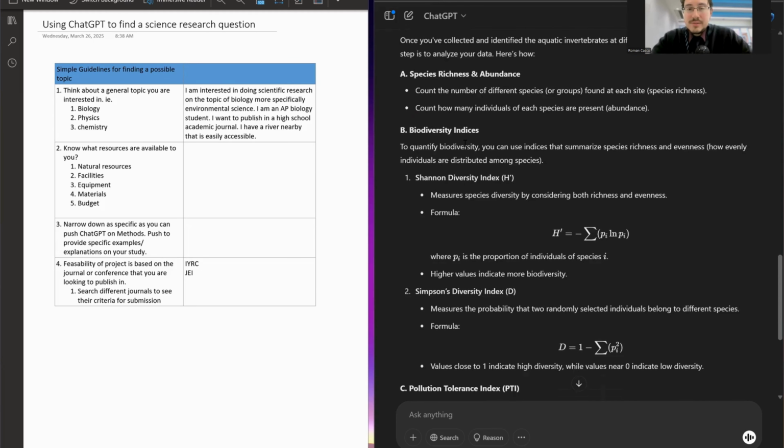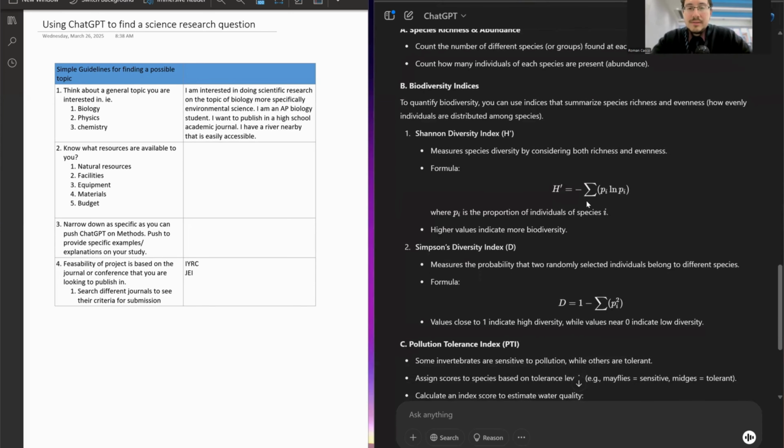Biodiversity indexes, right? So to quantify biodiversity, you can use indices that summarize species richness and evenness. Evenness is how balanced each individual population of species is. Do you have an incredibly high amount of one species and a low amount of the other, or are they equally balanced, right? So there are several indexes. In a nutshell, they're kind of like scores that tell you how biodiverse a location is.